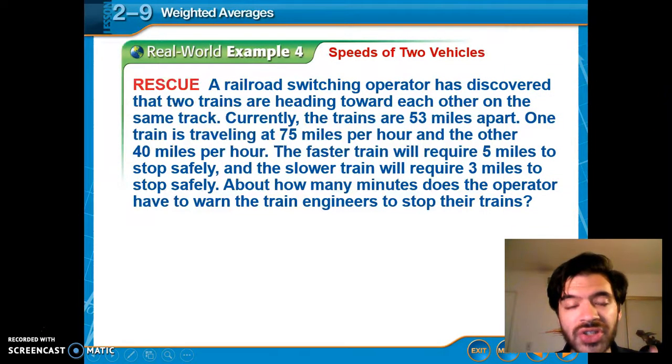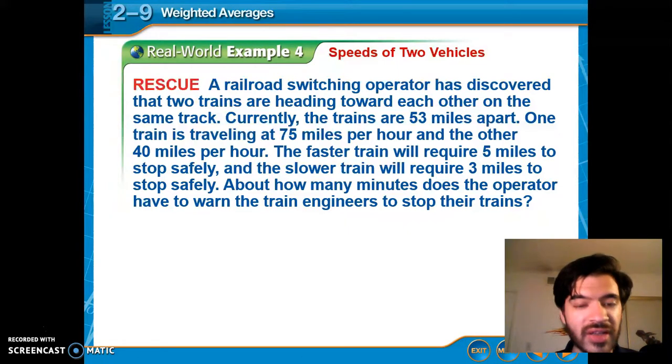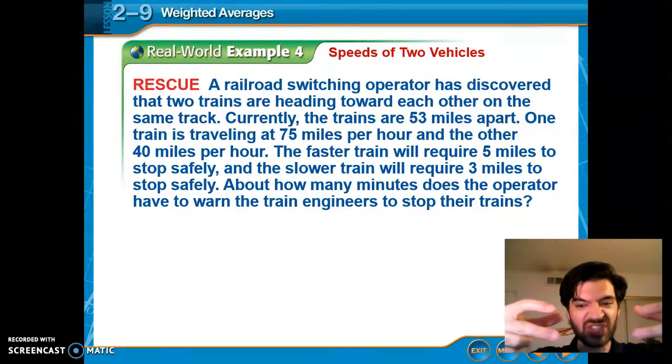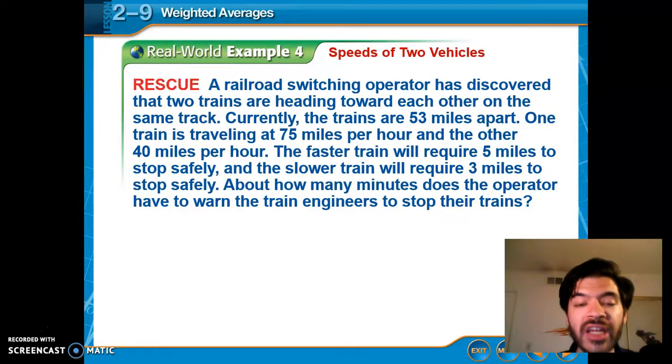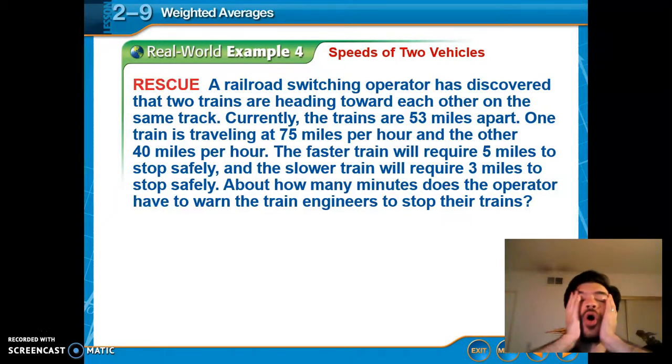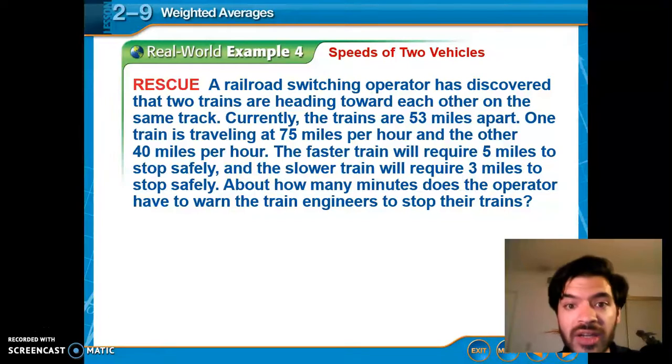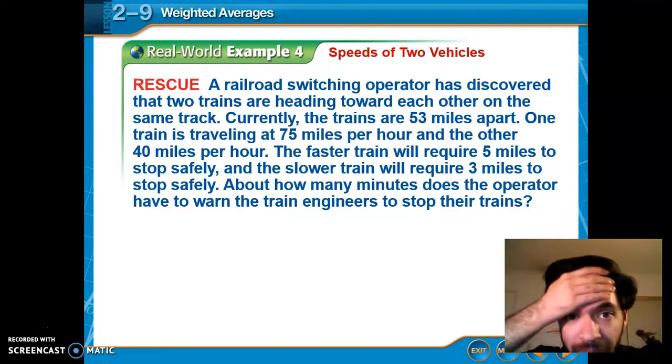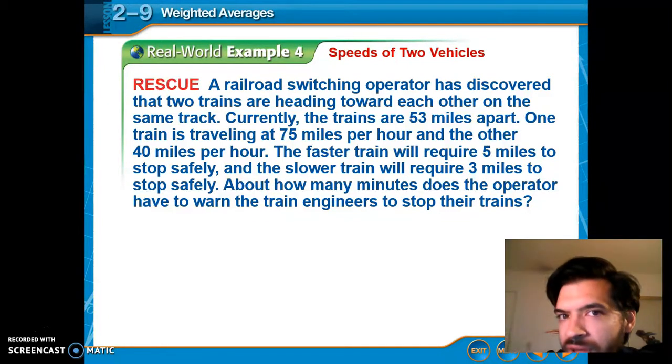It's going to work just like the first two problems from part 1. A railroad operator is sitting there and he discovers that two trains are heading toward each other. They're going to crash! Except that he notices this while they're still really far away from his control panel. He's looking at the computer. He's like, oh my gosh, they're going to collide if they stay here. Oh my gosh, I got to warn them. Does he have the time to warn them?